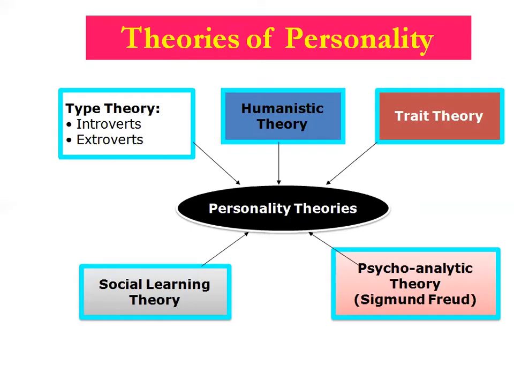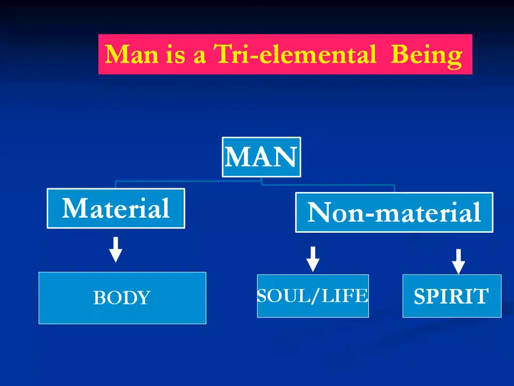Triad theory, humanistic theory, the theory of introverts and extroverts, social learning theory, and the psychoanalytical theory proposed by Sigmund Freud. So many theories are there. If possible, learn some theories and try to apply them to your personality, and try to come to a good conclusion about what type of person you are. And you must know some basic facts about your individuality and personality.